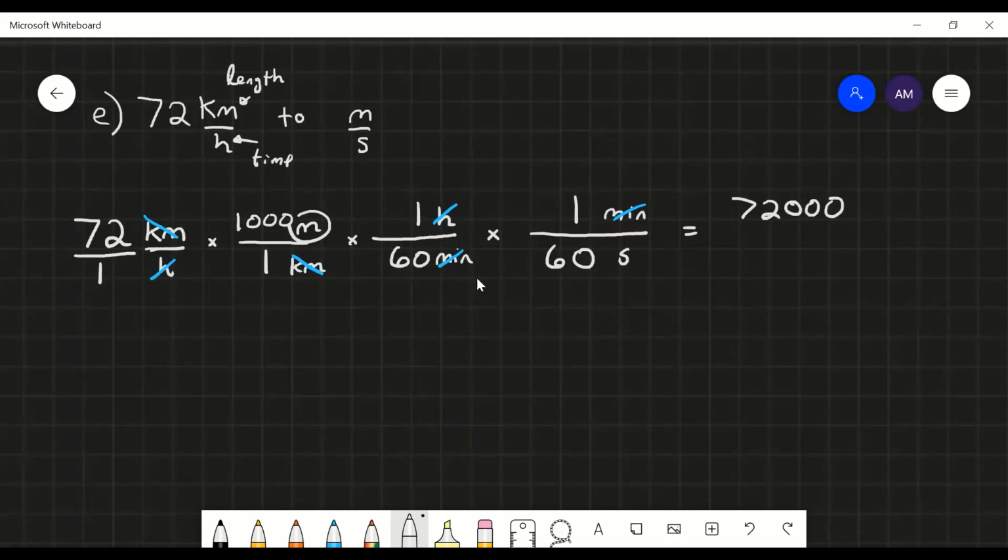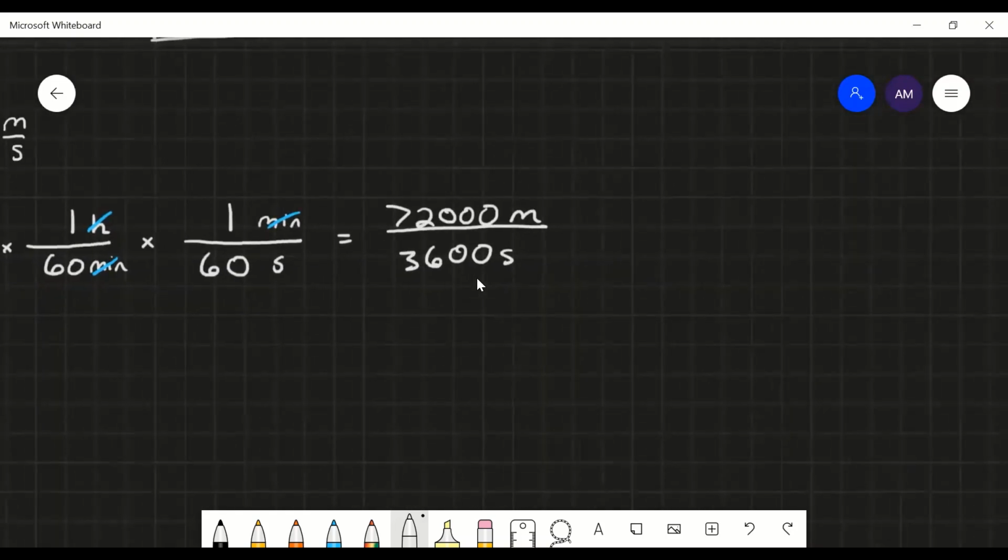There's still the unit of meters that remains, although everything else has canceled in the numerator for units. In the denominator, I see 1 times 1 times 60 times 60 seconds. So 60 times 60 is 3,600 seconds. All we have left to do is a division. So 72,000 divided by 3,600. And I'm getting 20.